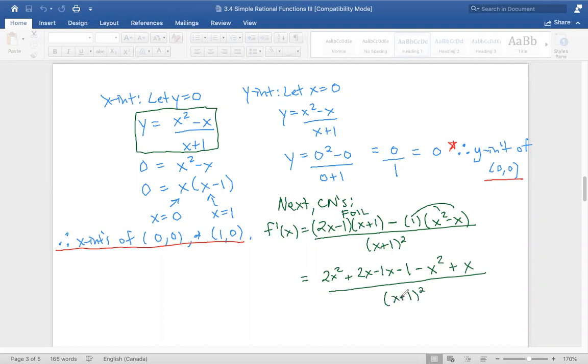And where's that going to leave me for my numerator? So I have 2x squared minus x squared. That would just leave me with 1x squared. And if I wanted to say that those are taken care of, then 2x minus 1x is just 1x, plus x will get me back to positive 2x. And then I only have one constant, so that's minus 1, all over x plus 1 squared.